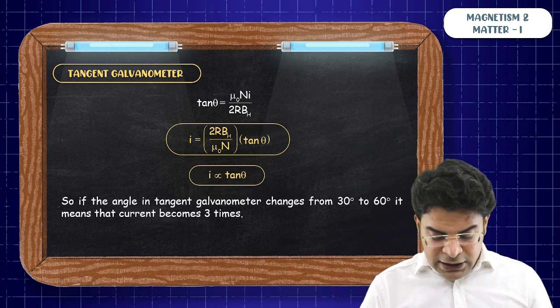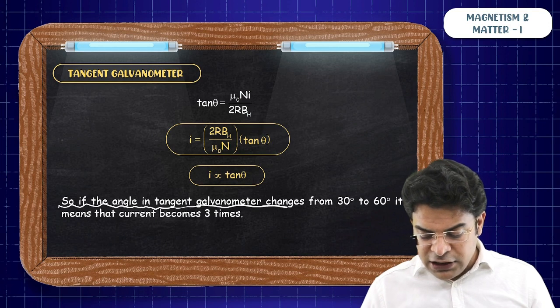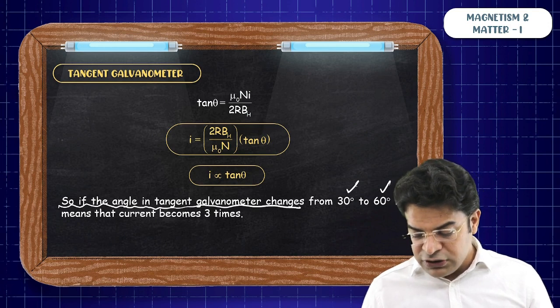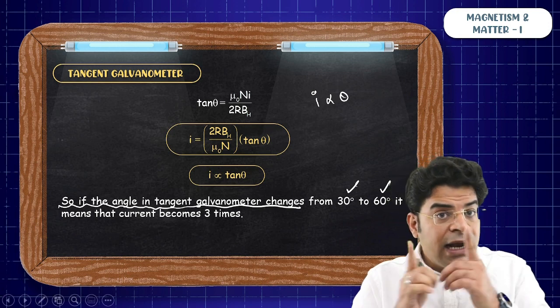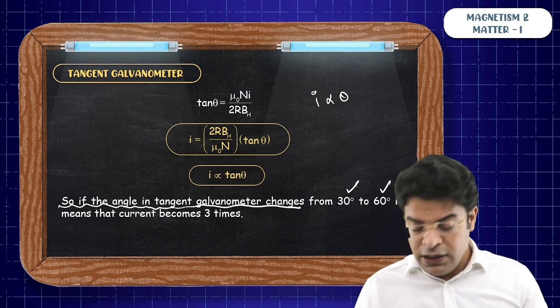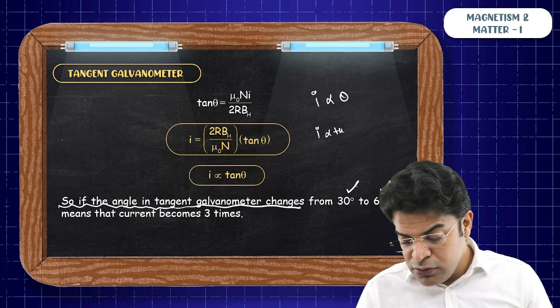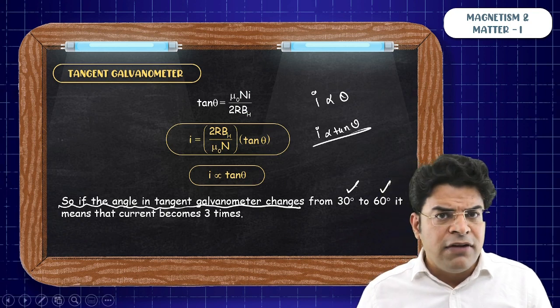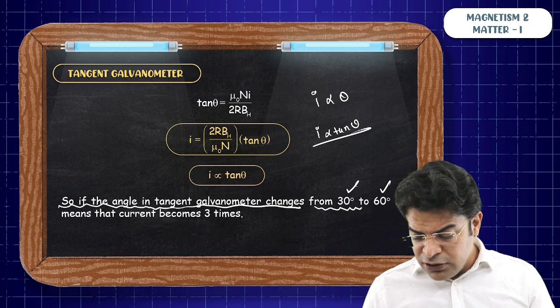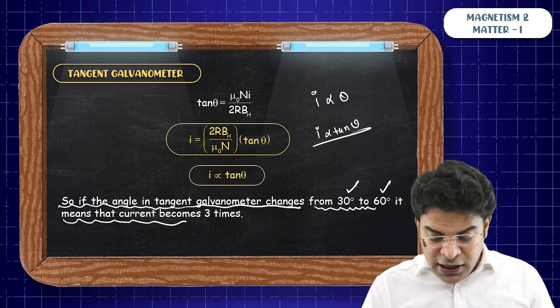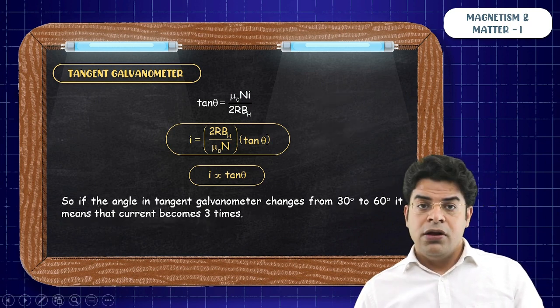So beta, remember that. If the angle in a tangent galvanometer changes from 30 degree to 60 degree, here the current is not at all proportional to theta, that is in our moving coil galvanometer. Here the current is proportional to tan theta. That's why the name tangent galvanometer. So if the angle changes from 30 degree to 60 degree, it means that the current becomes 3 times.